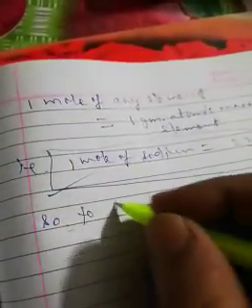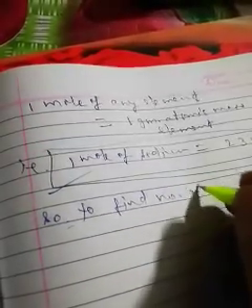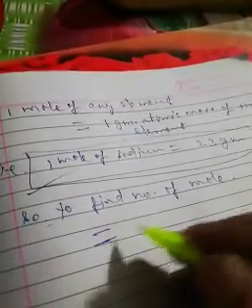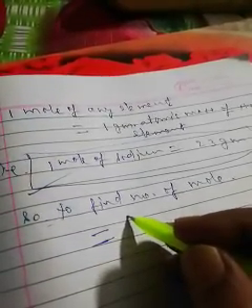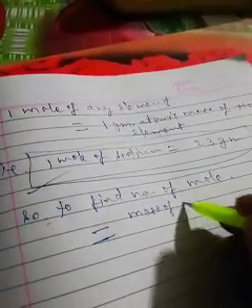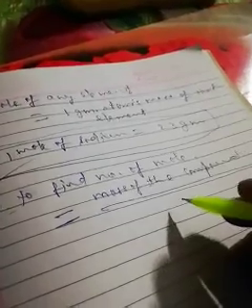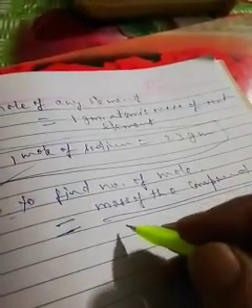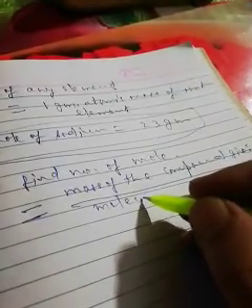So to find the number of moles, we have one formula, that is the mass of the compound given divided by the molecular mass of the compound.